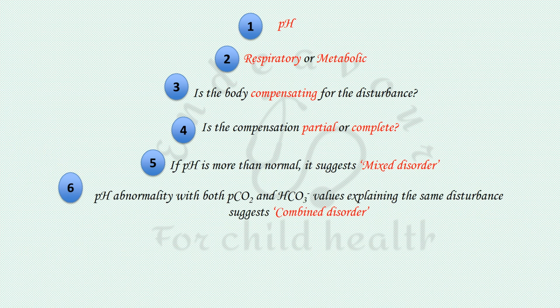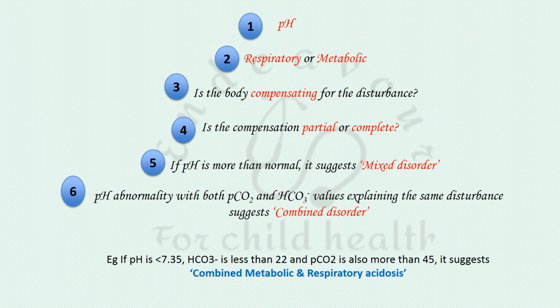If pH abnormality is present with both PCO2 and bicarbonate values explaining the same disturbance, then the disorder is referred to as a combined disorder. For example, if pH is less than 7.35, that is acidosis is there, bicarbonate is less than 22, and PCO2 is also more than 45, then it suggests a combined metabolic and respiratory acidosis. This is a very simple example I have given. There are a few complicated ABGs where it is sometimes difficult to know just by seeing the values. You have to calculate the compensation then.